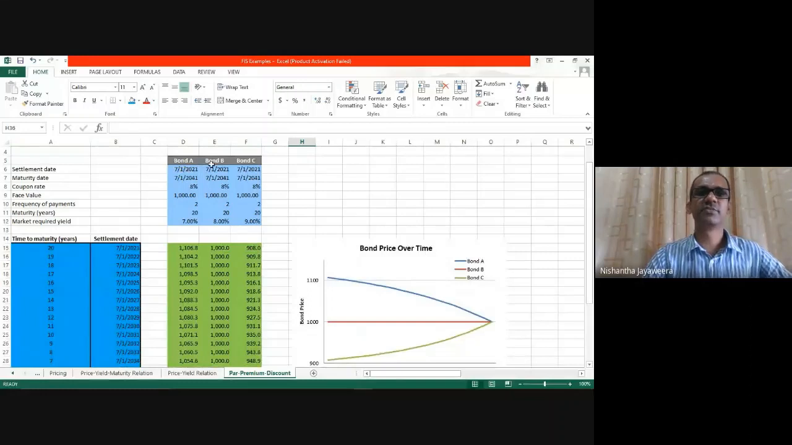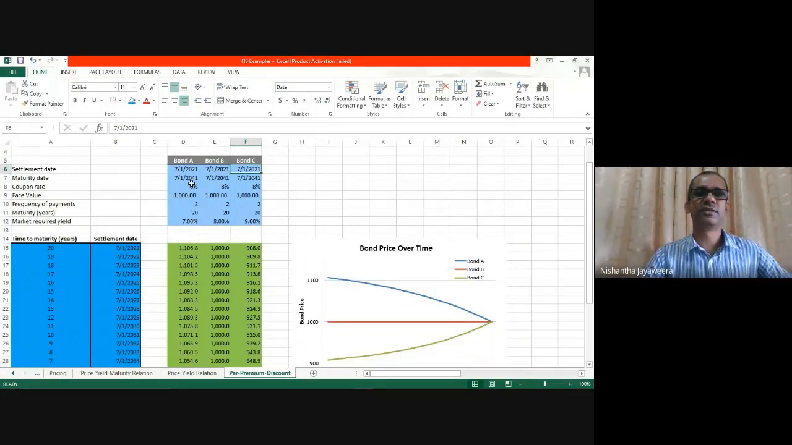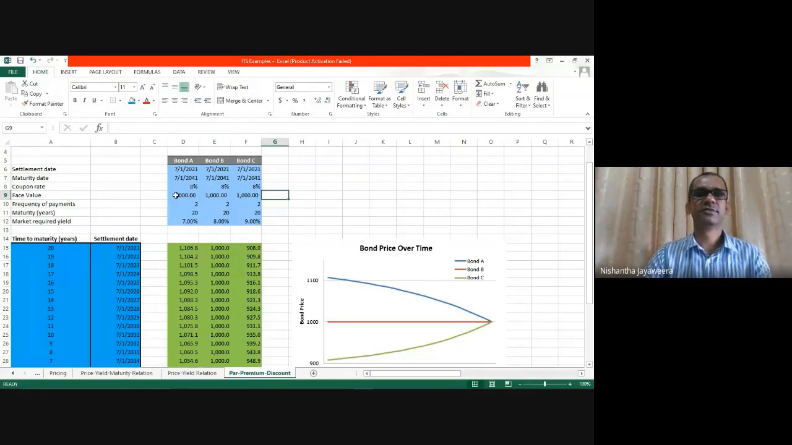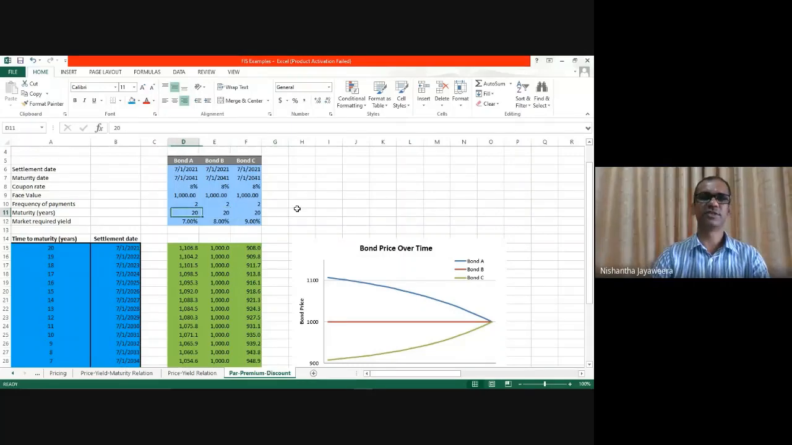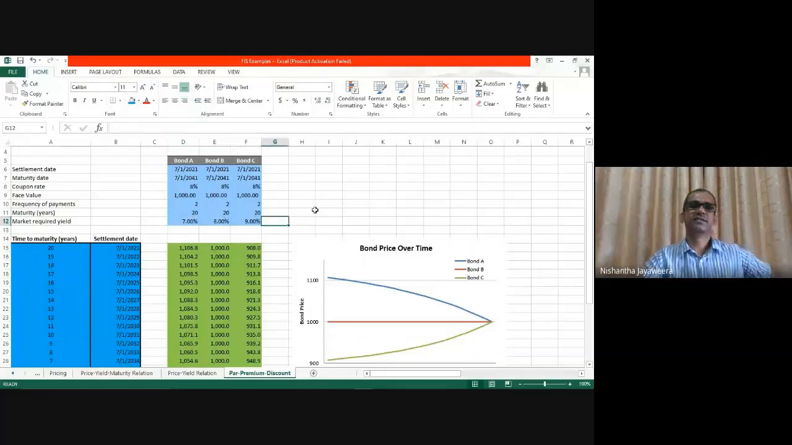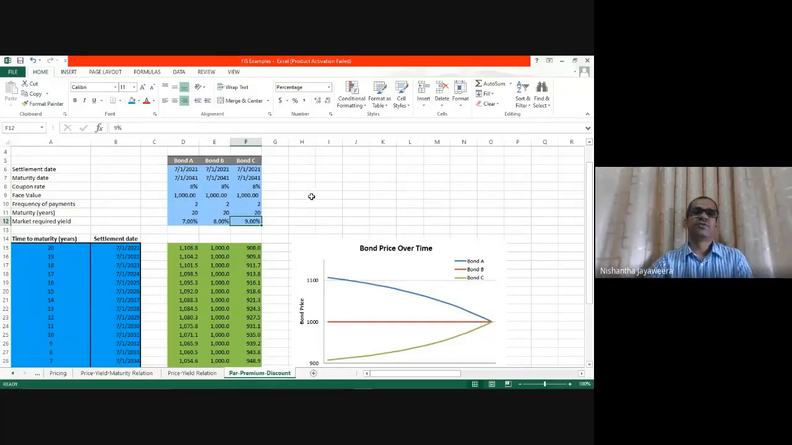So 3 different bonds: bond A, bond B, bond C. This is the settlement date, July 1st, 2021, with a maturity of 20 years. So the maturity date is July 1st, 2041. Same coupon rate, same face value, same frequency, same maturity, but at different market yields. One is at 7%, one is at 8%, one is at 9%. Okay. What do you know about this?